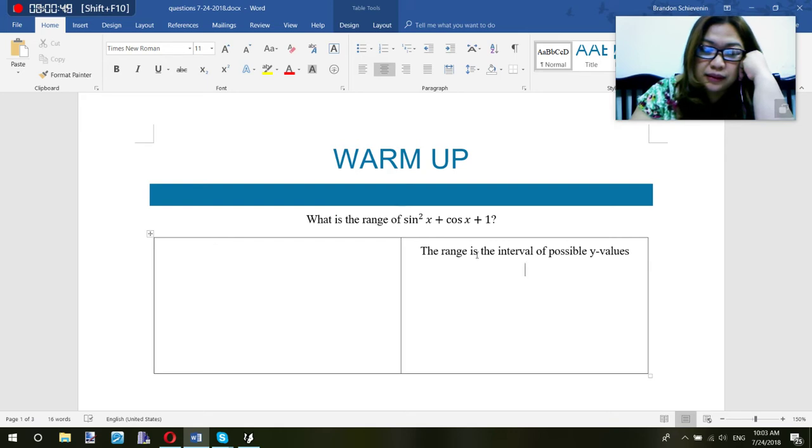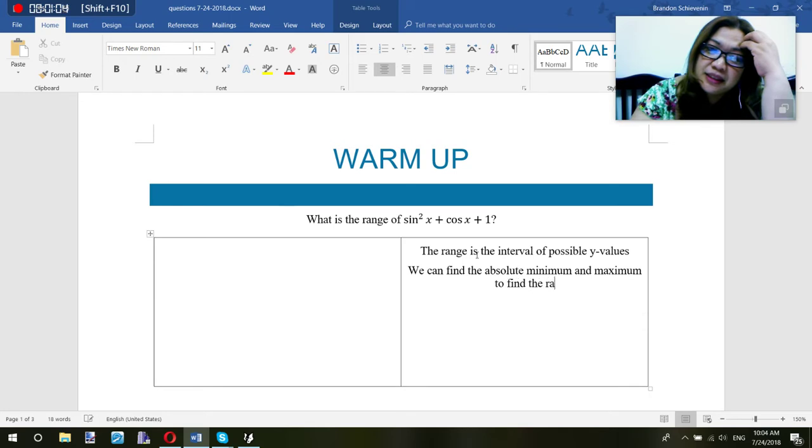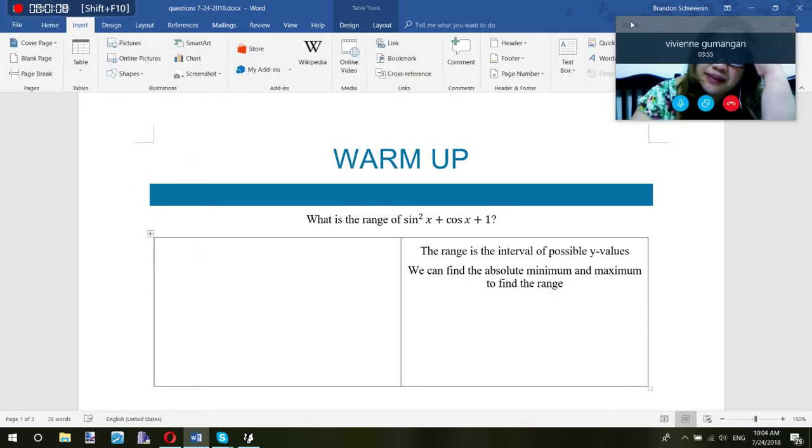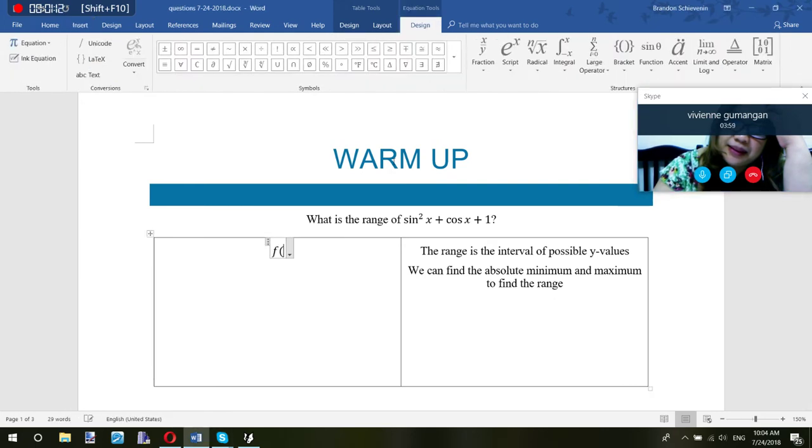How do I find the absolute maximum and absolute minimum of a function? Okay, in order to find the maximum and the absolute minimum value, I need to find the derivative of the function. And then I'm going to find out the critical point. Sounds good. Okay, so I've got my original function here.